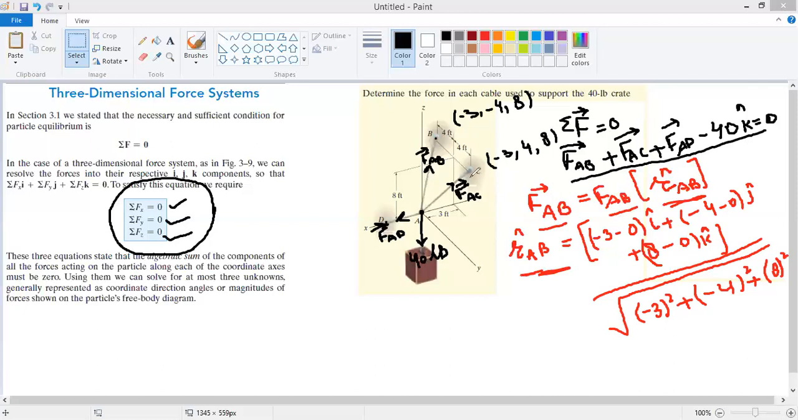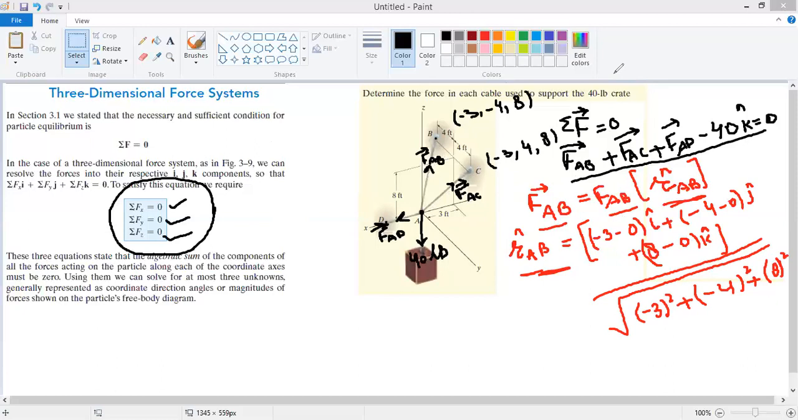Similarly, we will write the unit vector from A to C and the unit vector from A to D. So as far as the force FAC is concerned, we can write this FAB as, therefore, let's write it here.